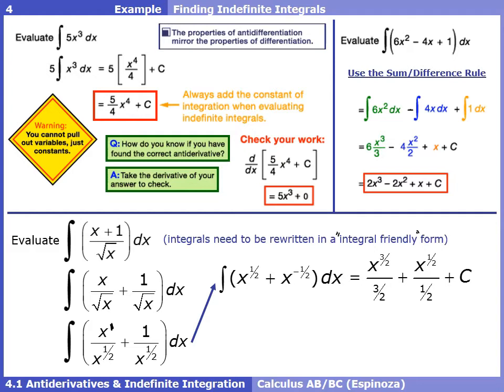Usually you don't want to leave your answer in this form, especially when you're dividing your x by a fraction. So to get these fractions out of the bottom, hopefully remember, you just need to multiply by the reciprocal of that. So when we simplify this, the answer becomes 2 over 3 x to the 3/2 plus 2 over 1, or just 2 times x to the 1/2 plus c.